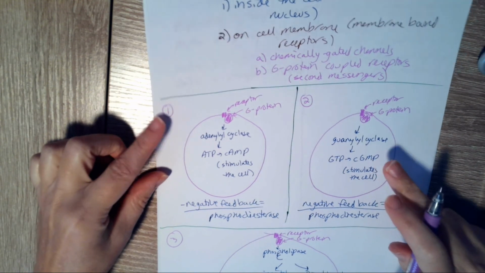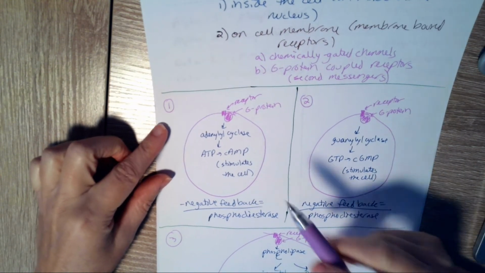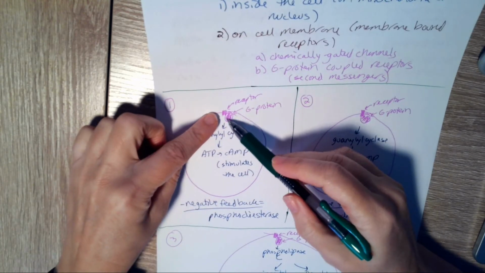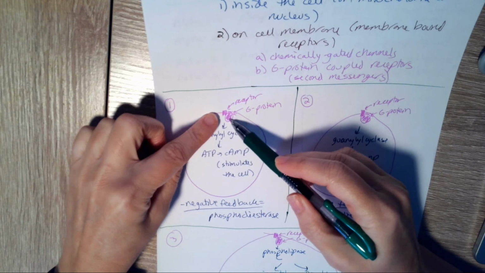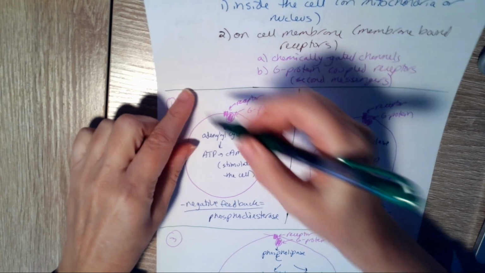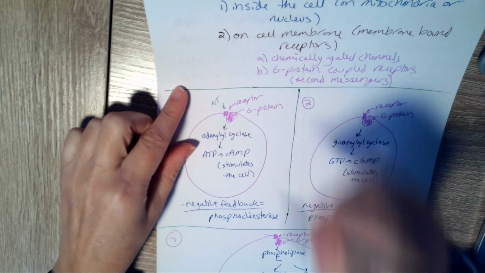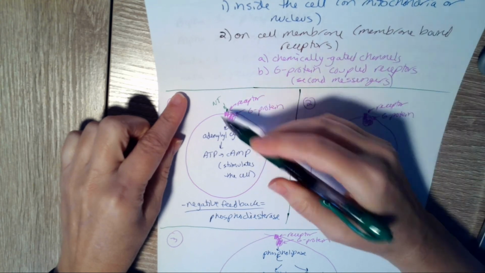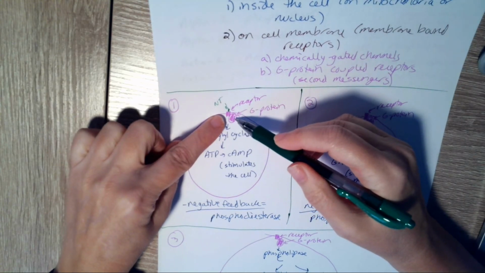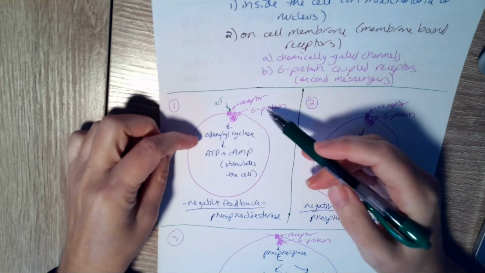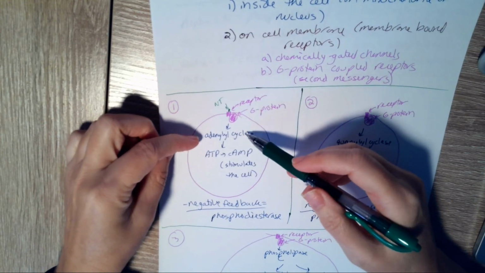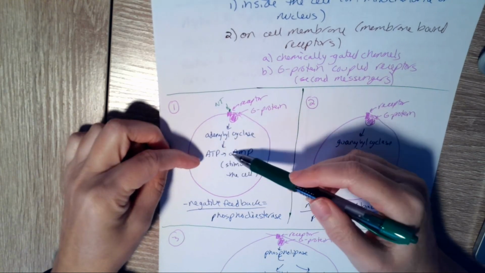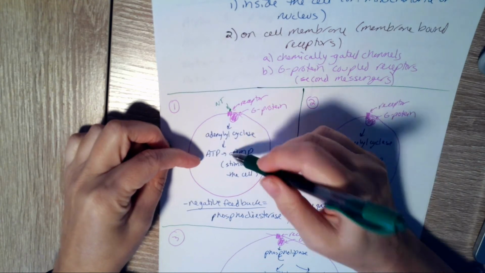These 2 are very similar, so these 2 are easy. You have your receptor hooked to a G protein, and that G protein is inside the cell and it's inactive. Then along comes the neurotransmitter, which I'll abbreviate as NT, and it binds to the receptor, and that activates the G protein. Once the G protein is activated, it in turn activates an enzyme called adenylyl cyclase. What adenylyl cyclase does is it converts ATP into cAMP. cAMP is a second messenger.